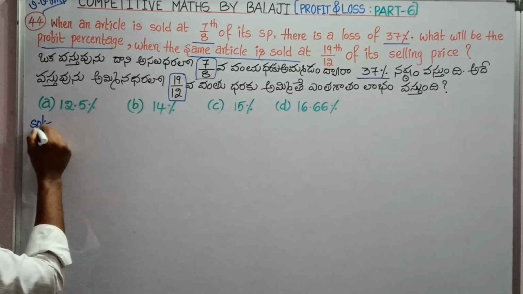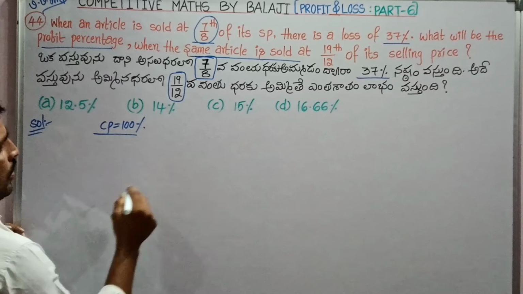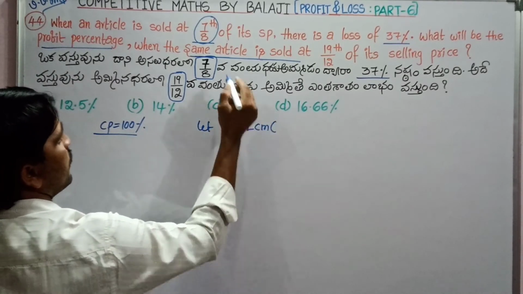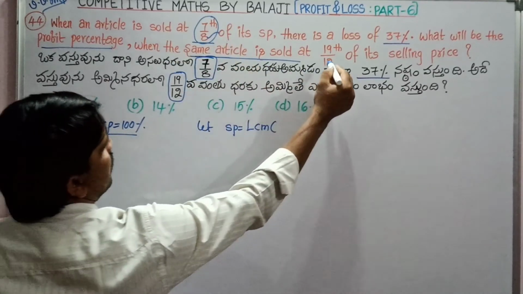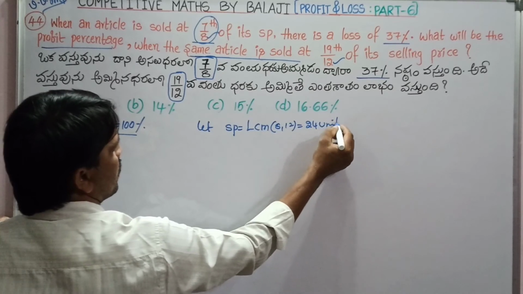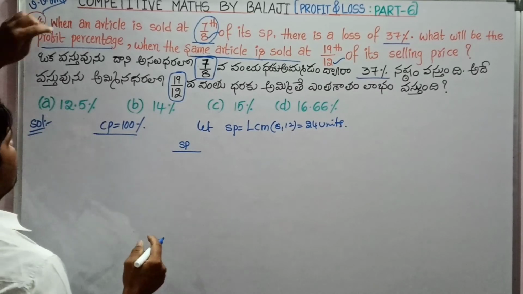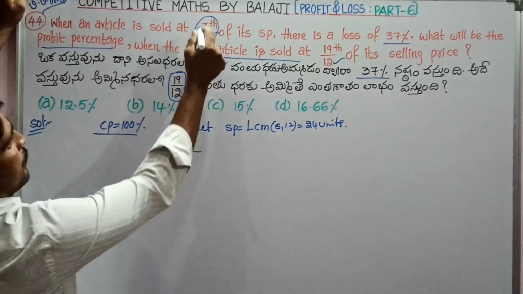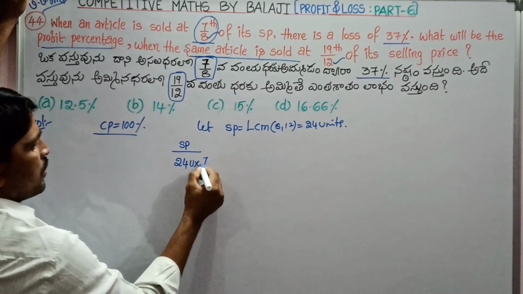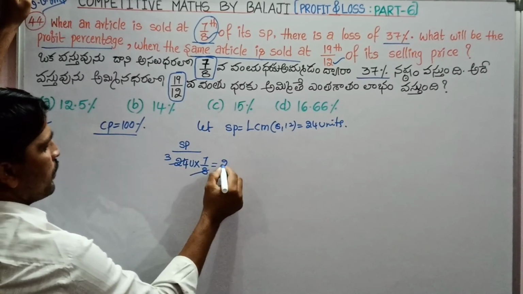Solution. CP is always 100%. Now let SP equal LCM of denominators 8 and 12, that is 24 units. Initially the article is sold at 7 by 8 of its SP. Since SP is 24 units, 7 by 8 times of 24 is 8 3s are 24, that is 21 units.